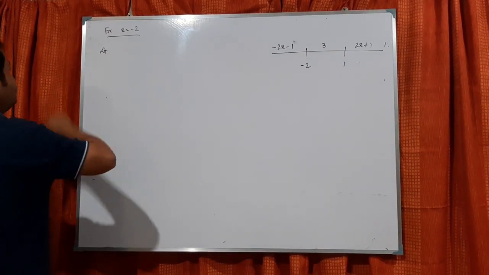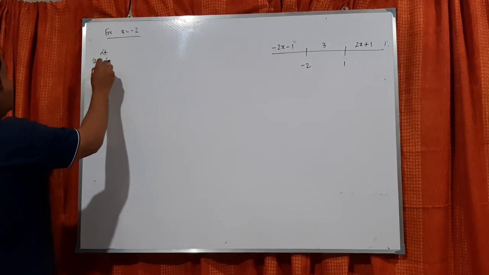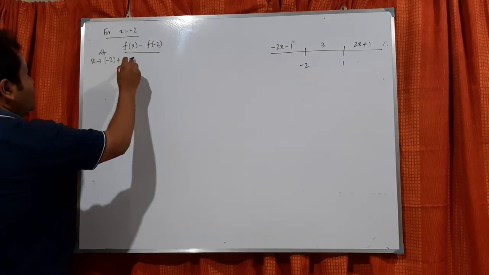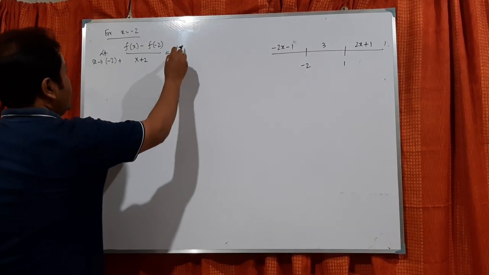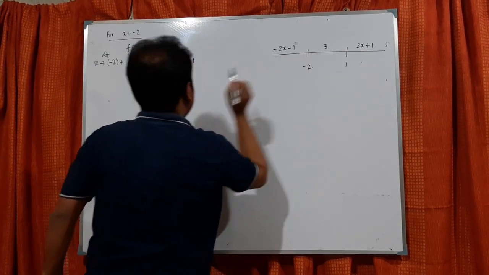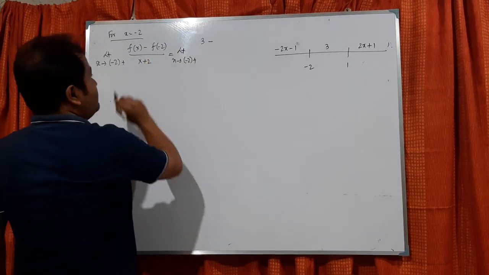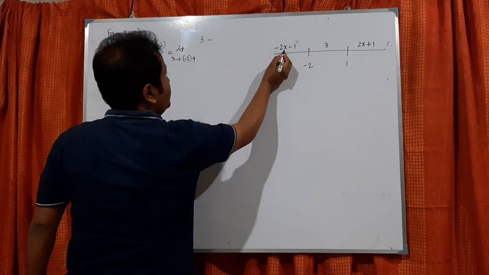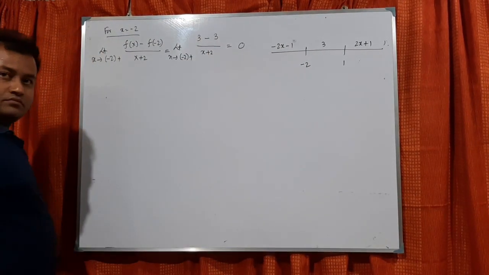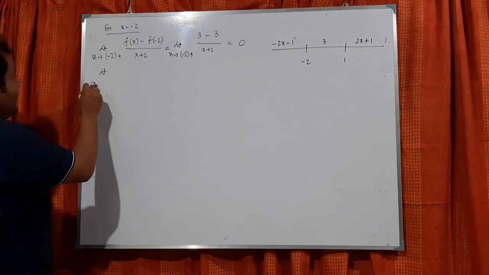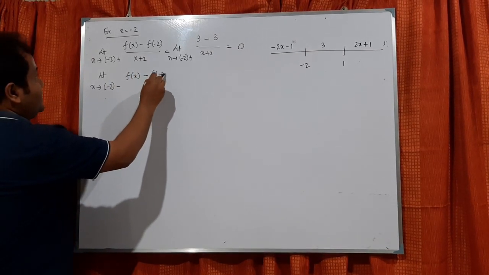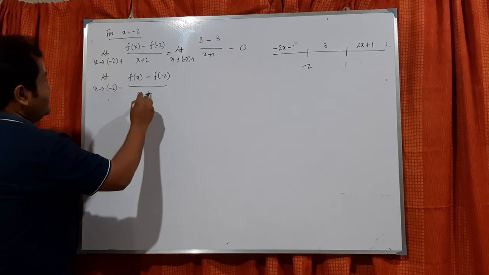So then it should be limit x tends to minus 2 plus of (f(x) minus f(minus 2)) divided by (x plus 2). So limit x tends to minus 2 plus: minus 2 plus means 3 minus f(minus 2), which if you put here is again 3, divided by x plus 2, so it should be 0. And limit x tends to minus 2 minus of (f(x) minus f(minus 2)) divided by (x plus 2).